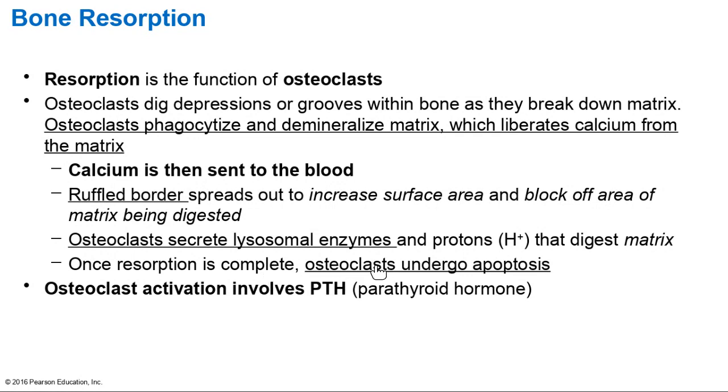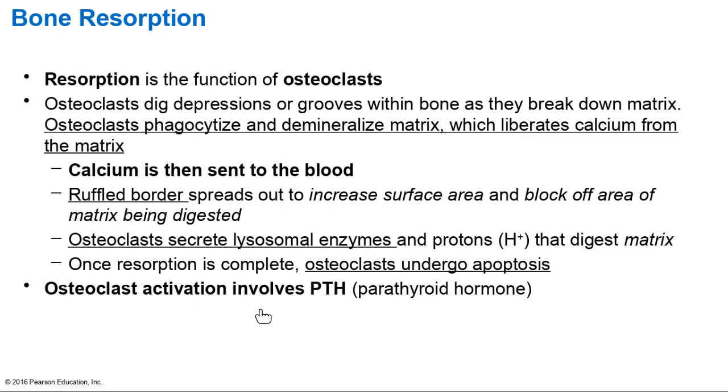Okay, once resorption is complete, osteoclasts actually undergo apoptosis. Once osteoclasts go through a round of resorption, they're no longer good anymore. They're only good for that one cycle of resorption, and then they will undergo apoptosis, and new osteoclasts will be synthesized through another cell line, another kind of differentiation.